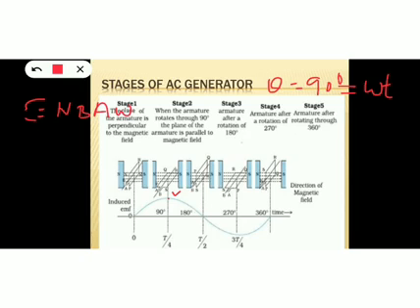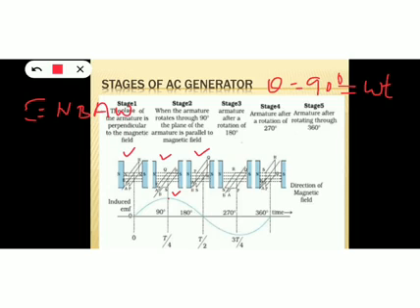Now consider stage 3. In stage 3, the coil has rotated again through 90 degrees. So what happens? Again, this is the position of the coil. And one more thing, at this position, the magnetic flux associated with the coil will be minimum. At the previous position, more lines of force passed through the coil, so the magnetic flux was maximum. But at this position, only a few lines of force will pass through the coil. So the magnetic flux will be minimum.